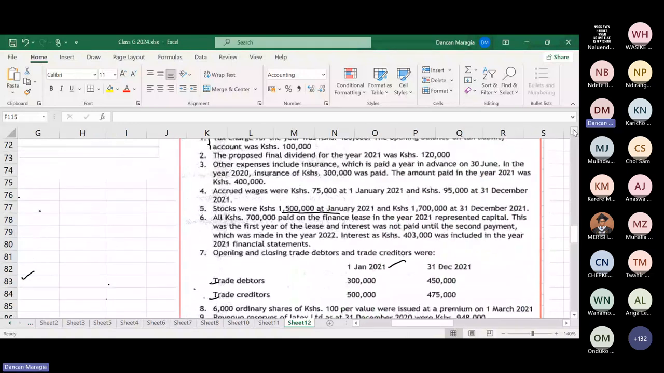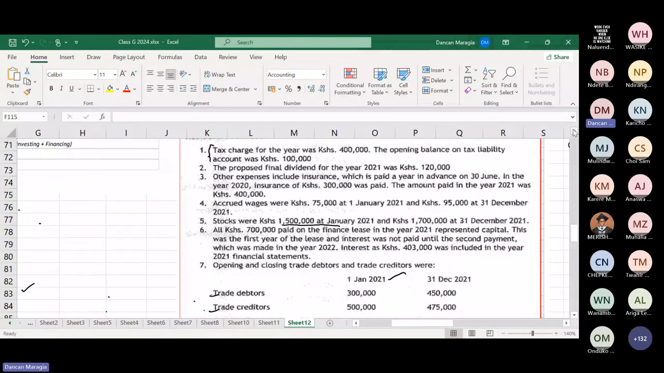Good. So I have accruals and then I have prepayments. Point number 3 tells me other expenses include insurance, which is paid a year in advance on 30th June. In the year 2020, insurance of shillings 300,000 was paid. The amount paid in the year 2021 was 400,000.